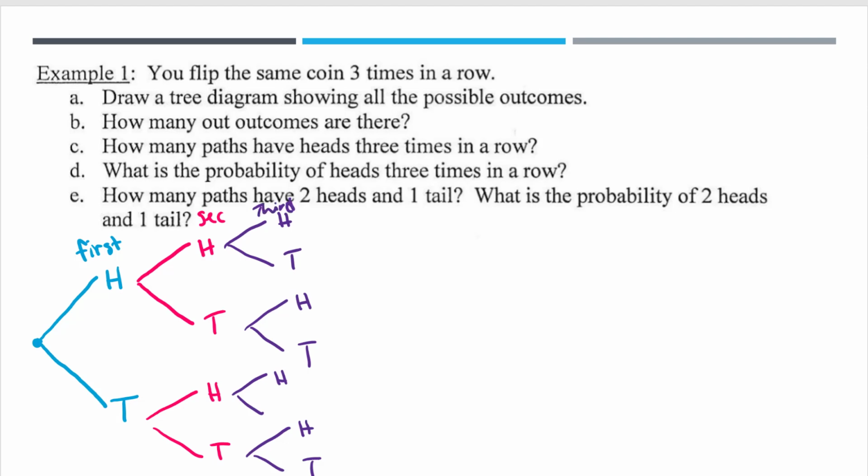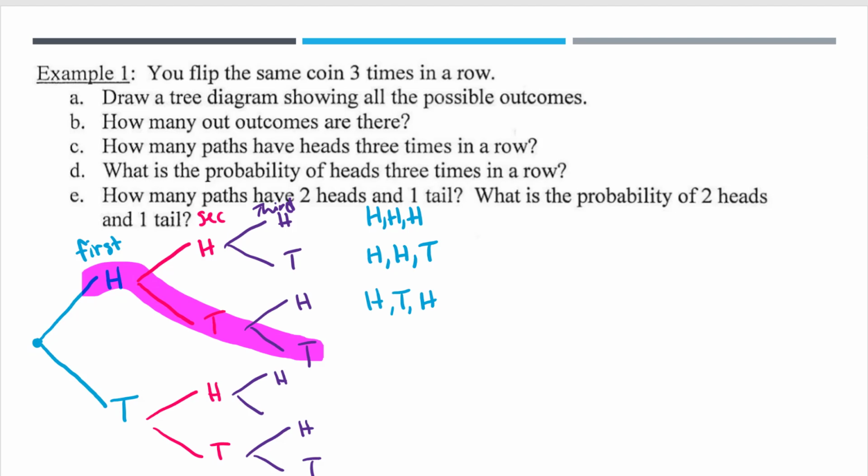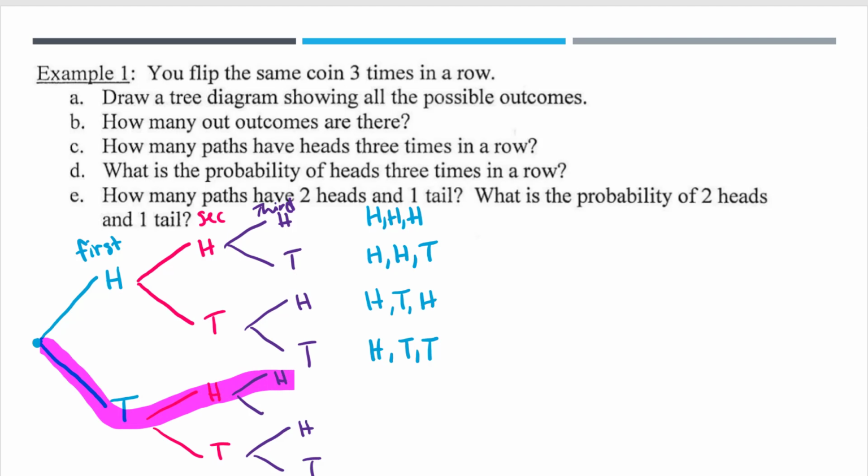So if we read across the branches, we have our completed outcomes. So with this first branch, if I just highlight this, this is one possible outcome because we know that we have to flip the coin 3 times. So we have a heads, a heads, and a heads. Our second outcome would be a heads, a heads, and a tails. Our third outcome would be a heads, a tails, and a heads. The next one would be the heads, the tails, the tails. Then we go to that lower branch, tail, head, head.